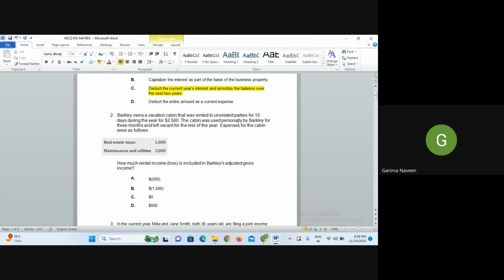So you are giving a cabin for rent only for 10 days and using it for personal use for 3 months, and the rest of the year it is vacant. So how will you treat these expenses in your tax return?